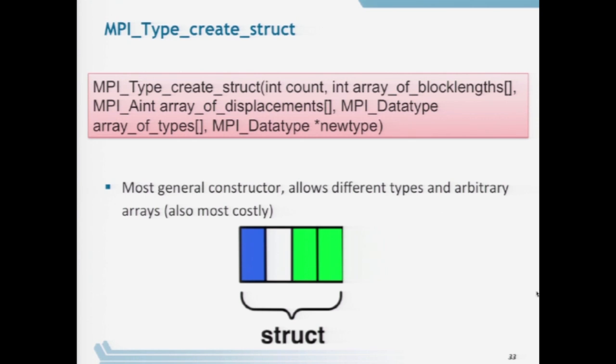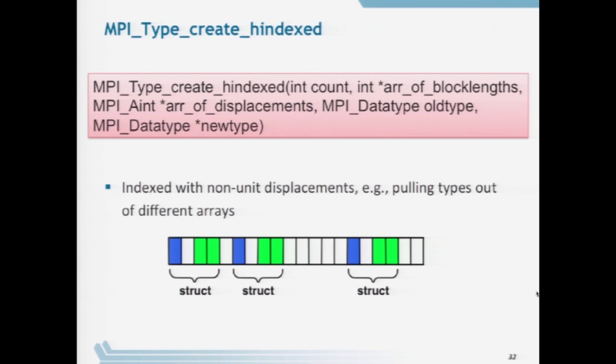The displacement is going to be here in this array. And that's the location of the first one of these. So this array of displacements would have a 0, and then let's say these were each bytes. So this would be 1, 2, 3, 4. This would be a 5.